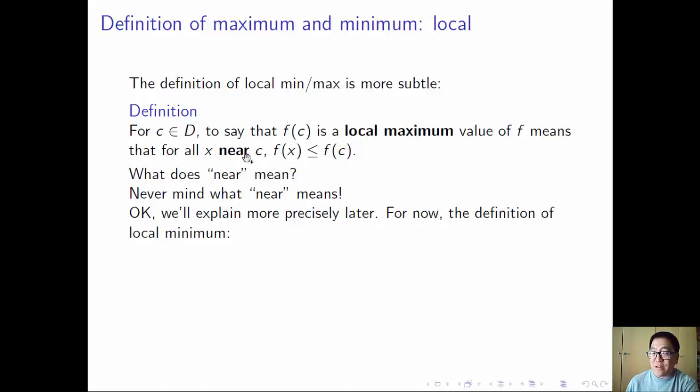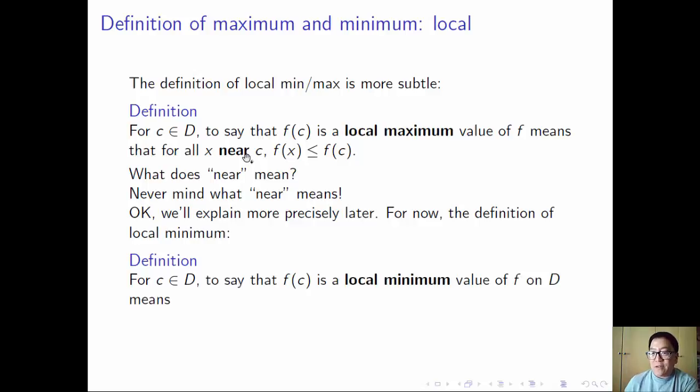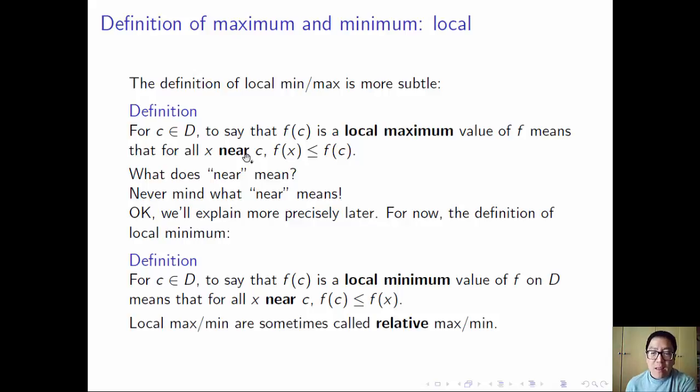Again, you should pause the video and try to see if you can come up with this yourself. All right, so again, for any point c in the domain D, to say that f(c) is a local minimum value of f on D means that for all x that are near c, never mind what near means, f(c) is less than or equal to f(x). And again, there's another piece of terminology: local maxima and minima are sometimes called relative maxima and minima.